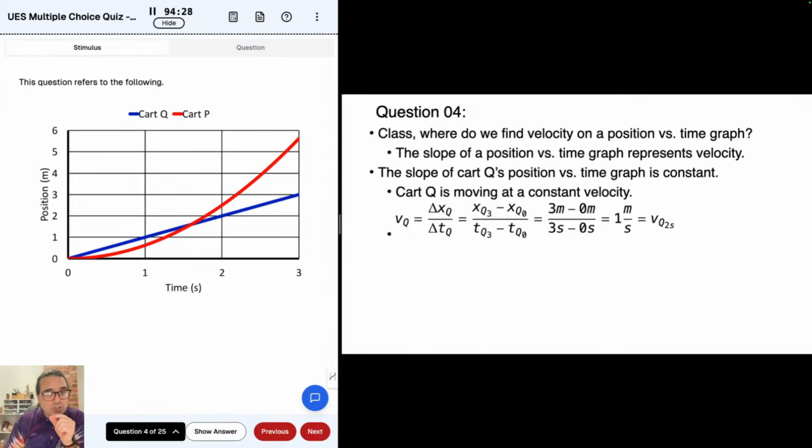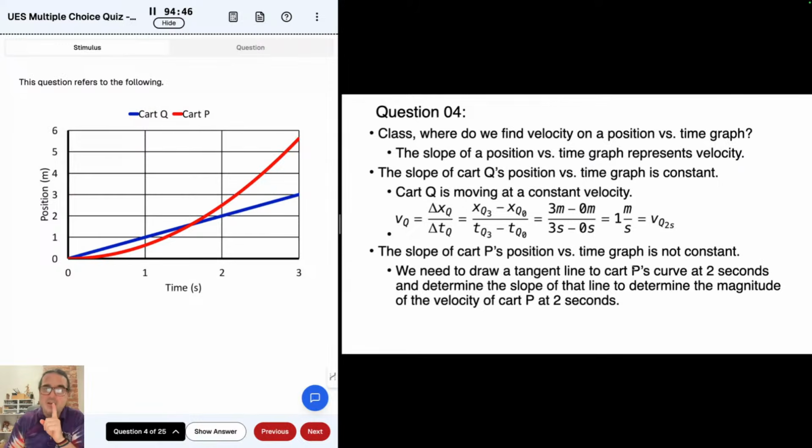So just to review the answer to the question, where do we find velocity in a position versus time graph? It is the slope of a position versus time graph that represents velocity. It's going to make more sense when we walk through the velocity of P at 2 seconds, because the slope of cart P's position versus time graph is not constant. So we need to draw a tangent line to cart P's curve at 2 seconds and determine the slope of that line to determine the magnitude of the velocity of cart P at 2 seconds.